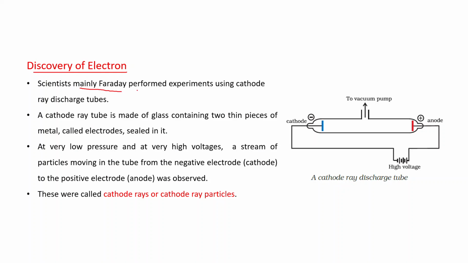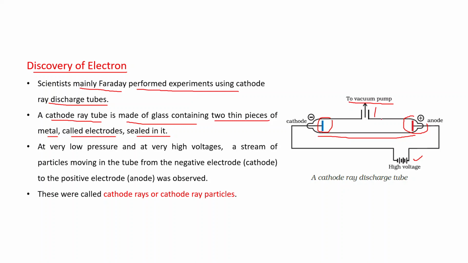Scientists, mainly Faraday, performed experiments using cathode ray discharge tubes. A cathode ray tube is made of glass containing two thin pieces of metal called electrodes sealed in it. You can see this diagram. This is a glass tube. This is one electrode. This is another electrode. And these electrodes are joined by a source of high voltage. And this is one opening in the tube which is linked to the vacuum pump and which maintains the pressure of the gas in this tube.